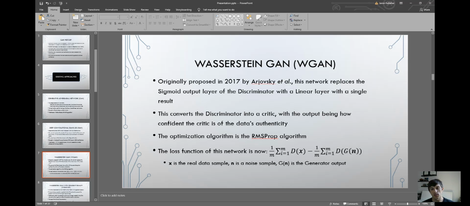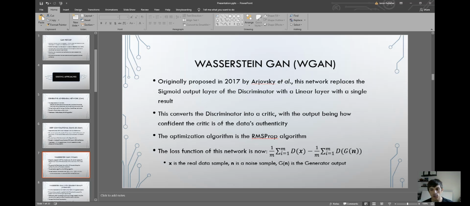It was produced originally in 2017 and proposed by Arjovsky and a couple other authors, and it replaced the sigmoid output layer of the discriminator with just a linear layer. So it really transformed the discriminator into a critic. Usually in the Wasserstein GANs, the discriminator is referred to as the critic of the network. Otherwise, it generally works the same.